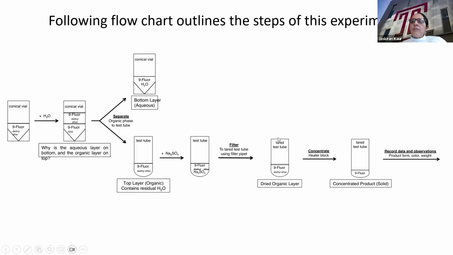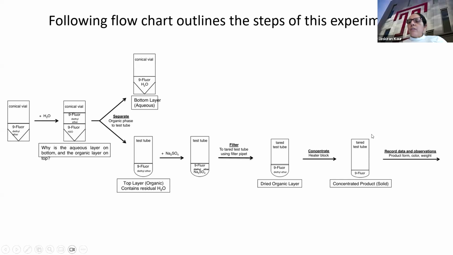You should know the mass of this empty test tube. It should also have a boiling stone in there. And you're going to filter it, so you're going to separate basically the liquid and the solid here. The liquid will get collected here, and the solid will stay on your filter pipette, which serves as a funnel. You're going to evaporate the ether on a heating block. So the ether will all evaporate, and what you have left here is the solid 9-fluorenone.